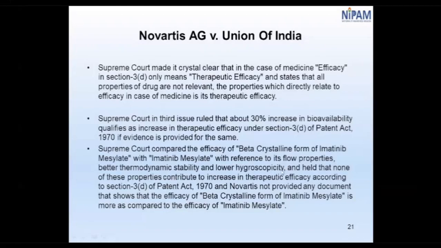You see that for the second product Novartis used, the beta crystalline form of imatinib mesylate, what did it change? It changed the flow property, it claimed thermodynamic stability, and it lowered hygroscopicity, but it did not change the product in any way that helps in the field of medicine. It does not bring any change in therapeutic efficacy, any change which brings relief to the patient, so we can't give a patent to that product. So this is all about Section 3D, the patent right in the field of medicine.